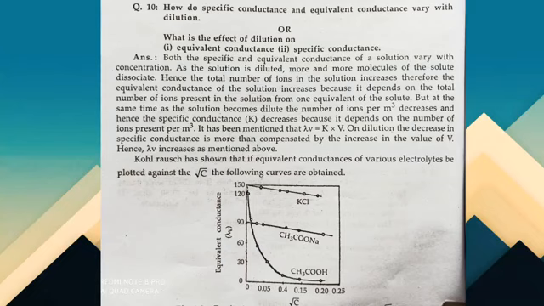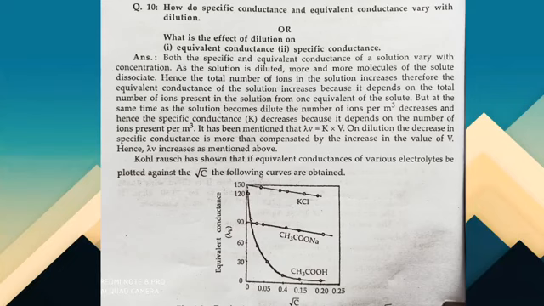But at the same time, as the solution becomes dilute, the number of ions per meter cube decreases, and hence the specific conductance decreases, because it depends on the number of ions present per meter cube. Therefore these are the two differences: the equivalent conductance increases on dilution, whereas the specific conductance decreases on dilution.